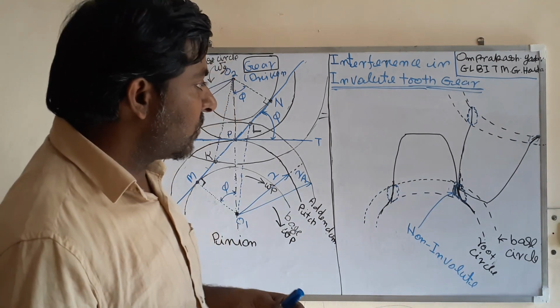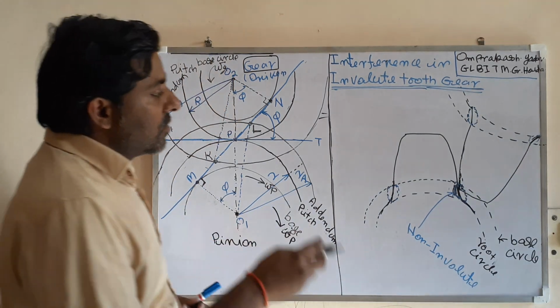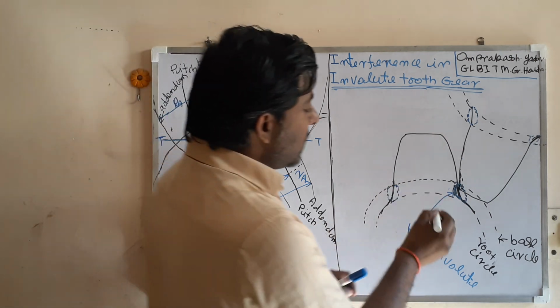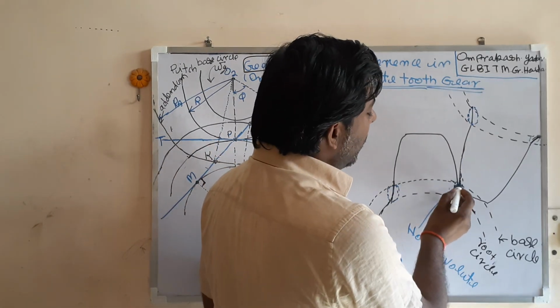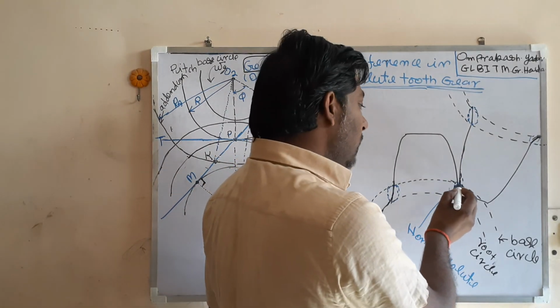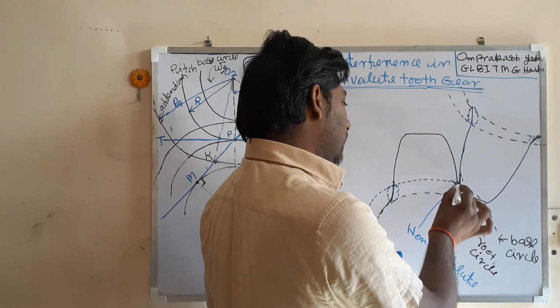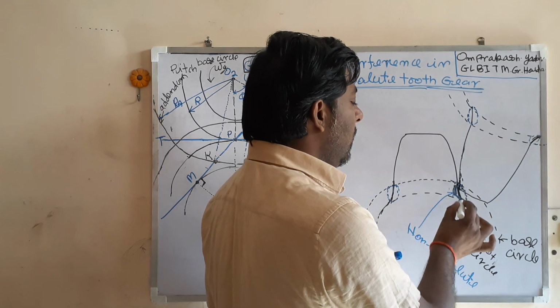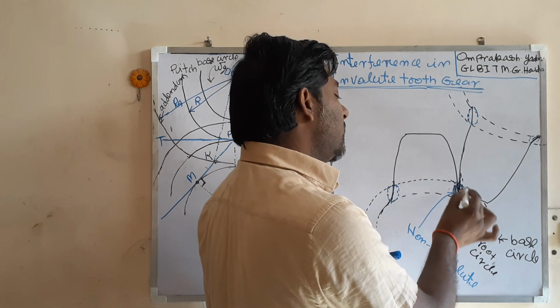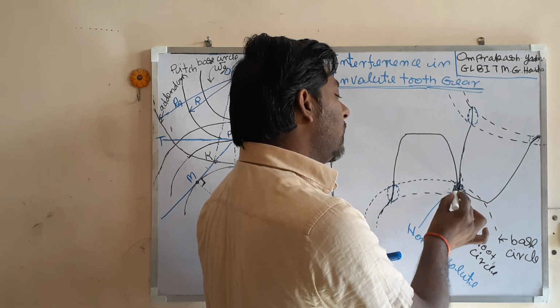Again, I am trying to explain what the interference is. When this tip of the gear is touching the non-involute flank portion of the pinion, then the law of gearing is not satisfied because one is involute and the other is non-involute.